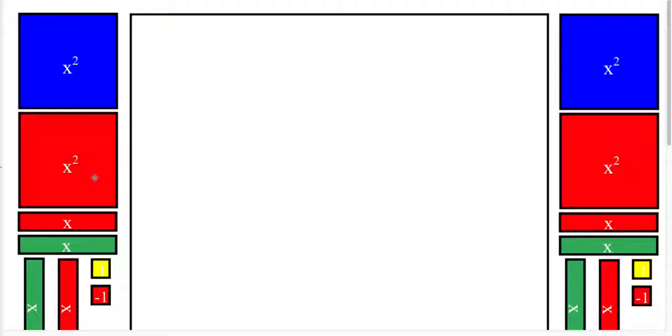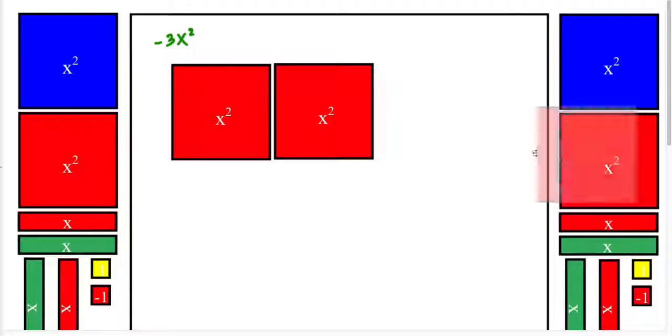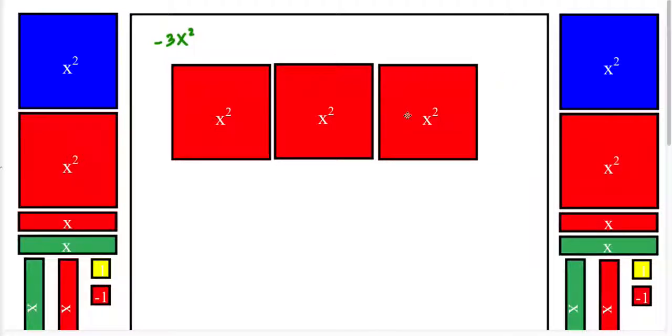So let's say we want to model -3x squared. Negative 3x squared will require 3 of the negative x squared tile, or 3 of the red x squared tile. So that's negative 3x squared.